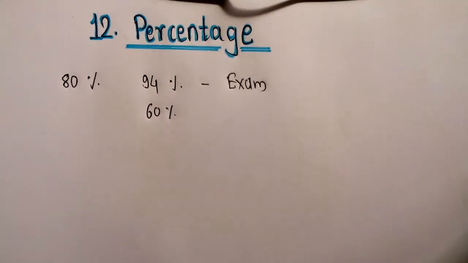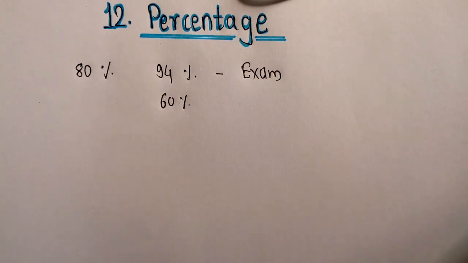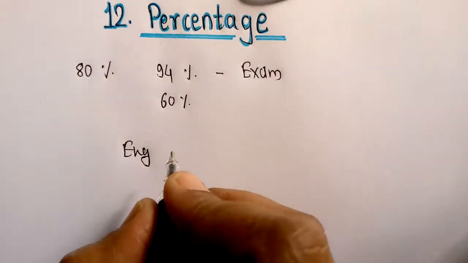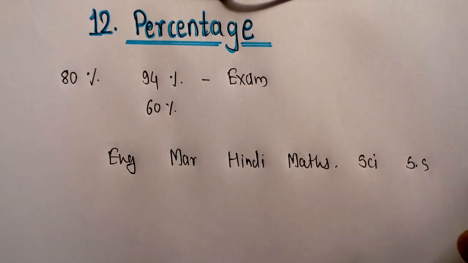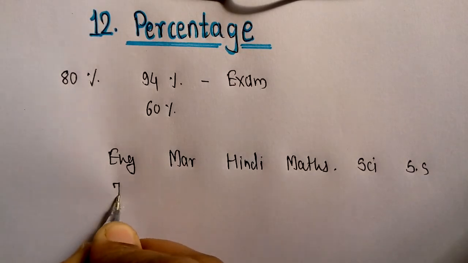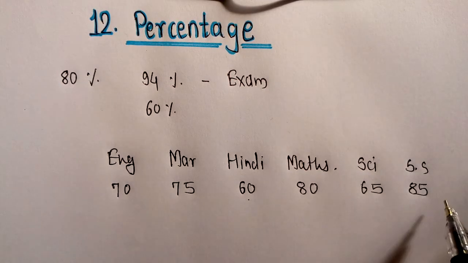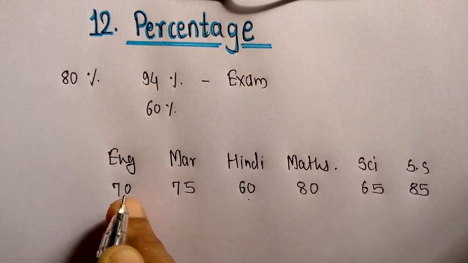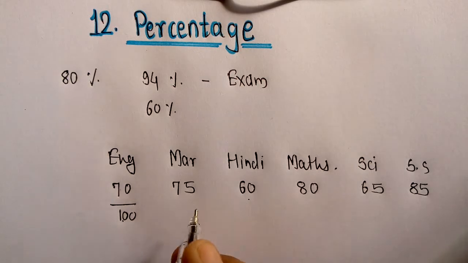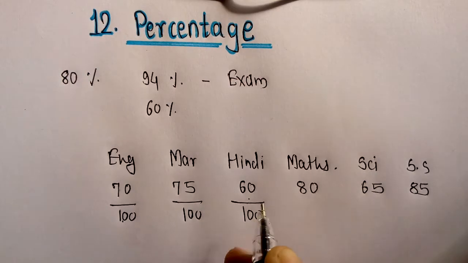So how to find out that percentage? First we will learn what percentage means. With the help of your marks in examination, we will learn what percentage is. Suppose here are your subjects: English, Marathi, Hindi, Maths, Science and Social Science. Suppose you secured 70 marks in English, then 75 in Marathi, then 60, 80, 65 and 85. All these marks are out of 100. Means out of 100 you have secured 70 marks. Out of 100 you got 75 marks. Out of 100, 60 marks.